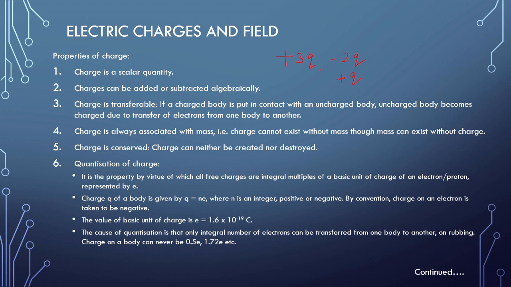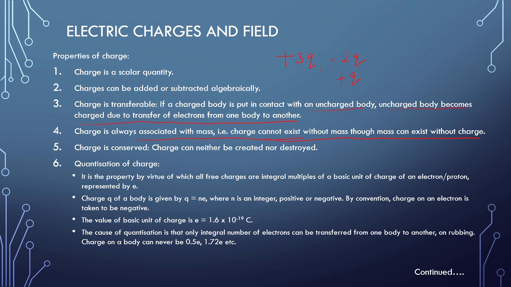Thirdly, charge is transferable. That means if a charged body is put in contact with an uncharged body, it becomes charged due to the transfer of electrons from one body to another. So the charges are transferable. Charge is always associated with mass. That is, charge cannot exist without mass, though mass can exist without charge.